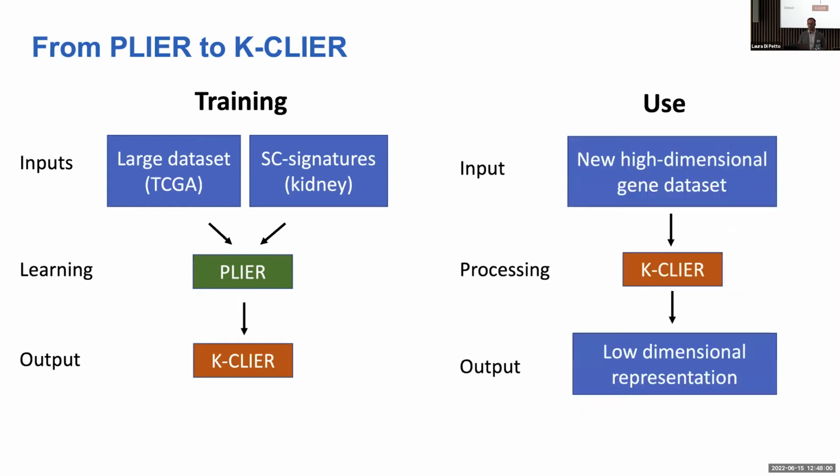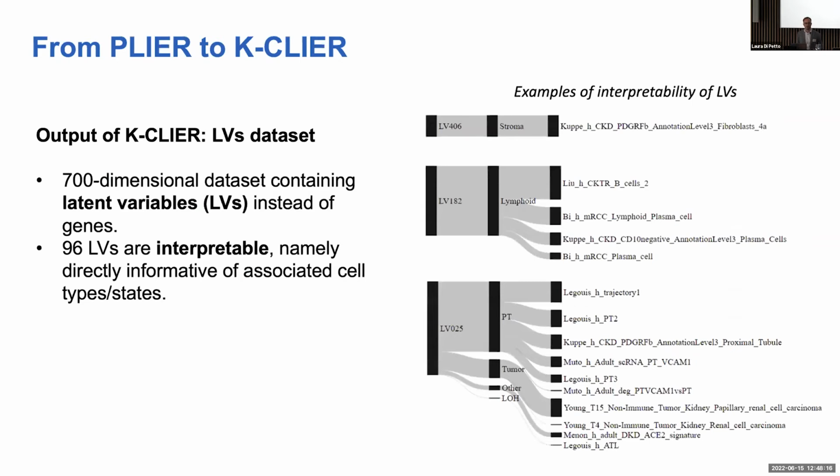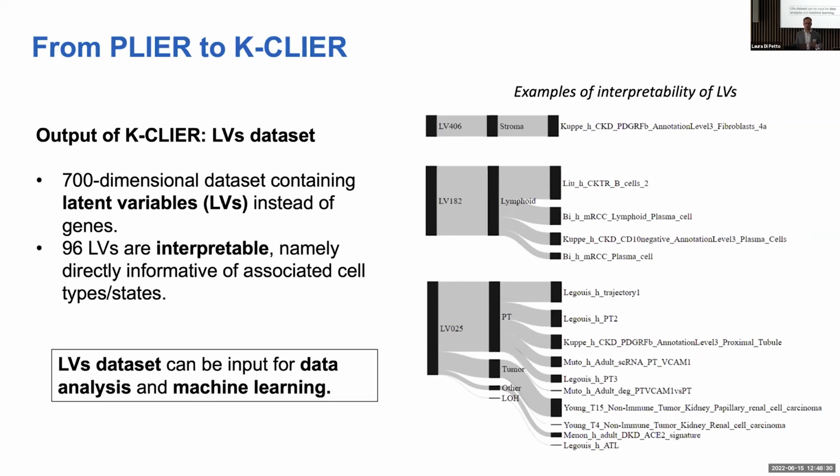And with this K-CLIER ready, we can apply K-CLIER to a new dataset, a new high-dimensional dataset, from which we get, thanks to K-CLIER, a lower dimensional representation. And the output of this will be, as we said, a dataset containing these latent variables. In our case, it will be 700 latent variables, which reduce from more or less 60,000 genes. Well, this can be, of course, the input for many things: machine learning, data analysis, clinical interpretation.